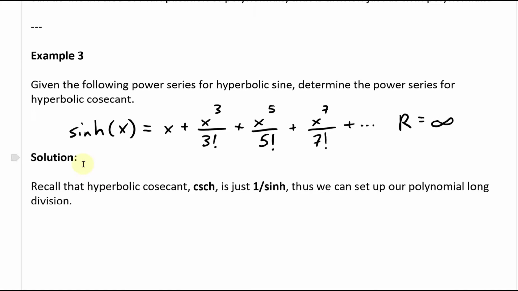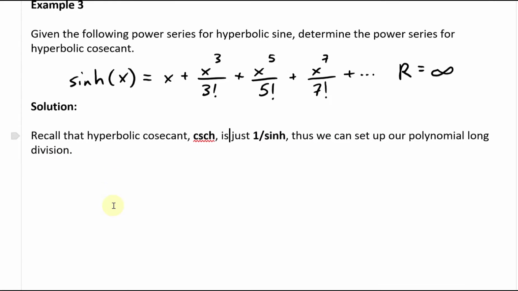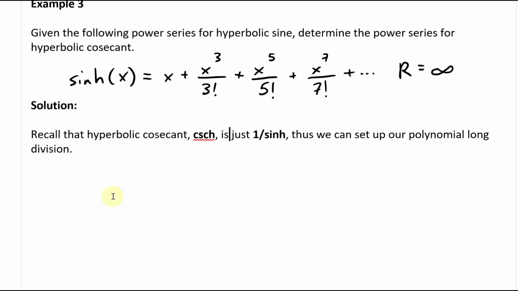All right, so let's continue further. Solution. Recall that hyperbolic cosecant, spelled like this, csch, is just 1 over sinh. Thus, we can set up our polynomial long division as follows. And this is just this power series. We're going to divide 1 by this power series. So let's write this down.